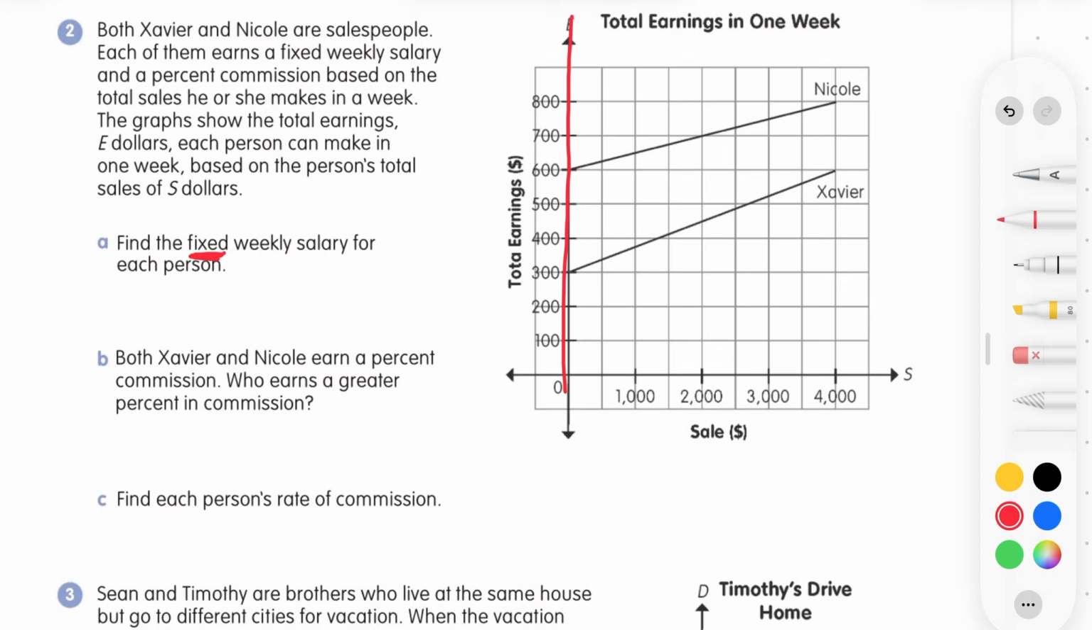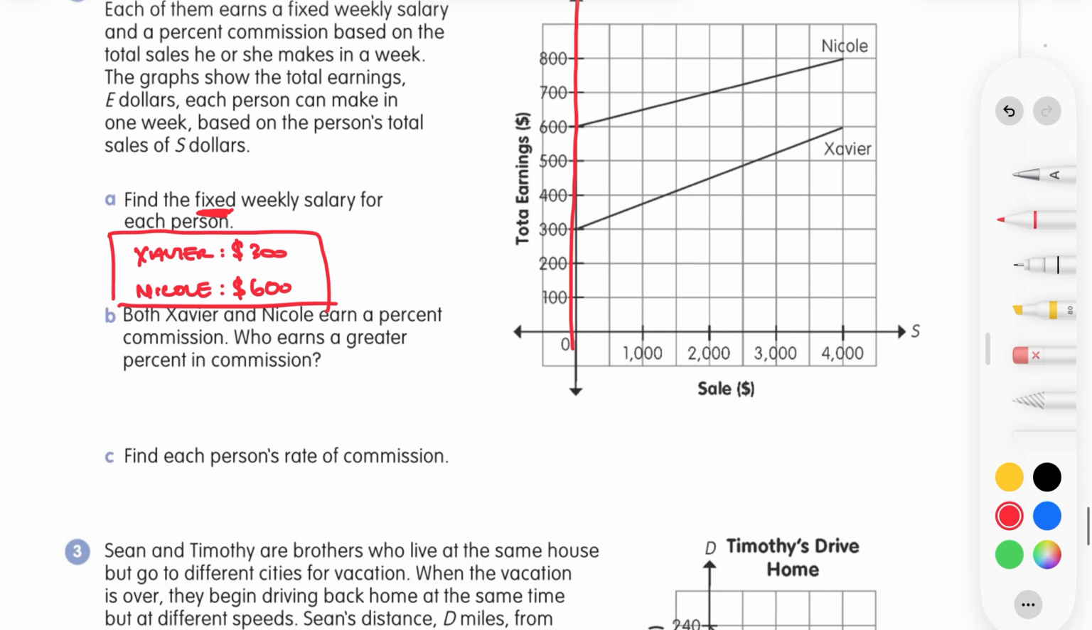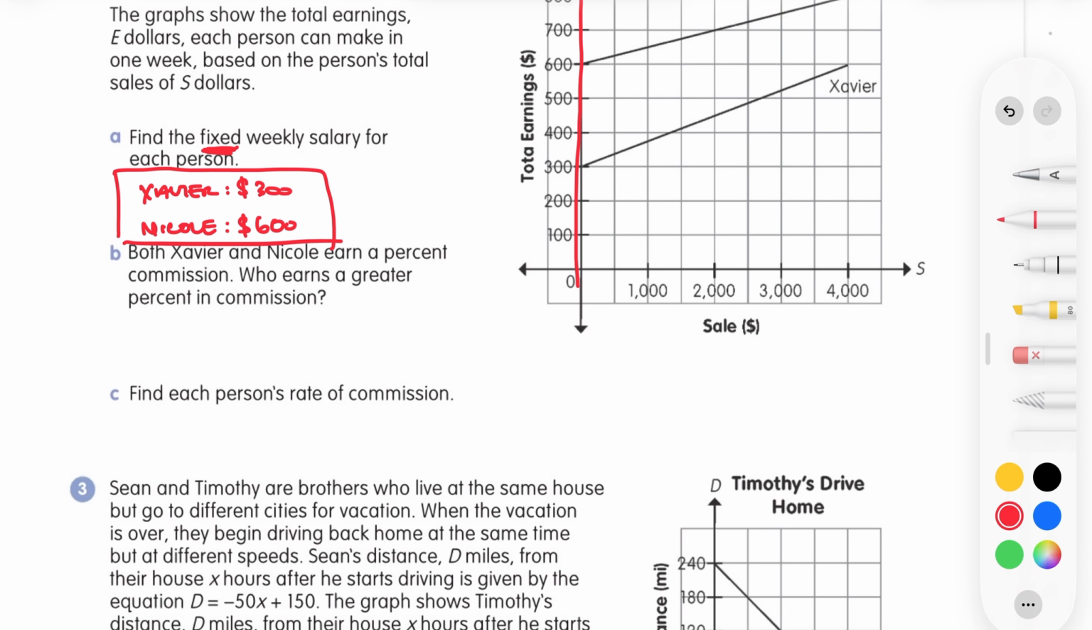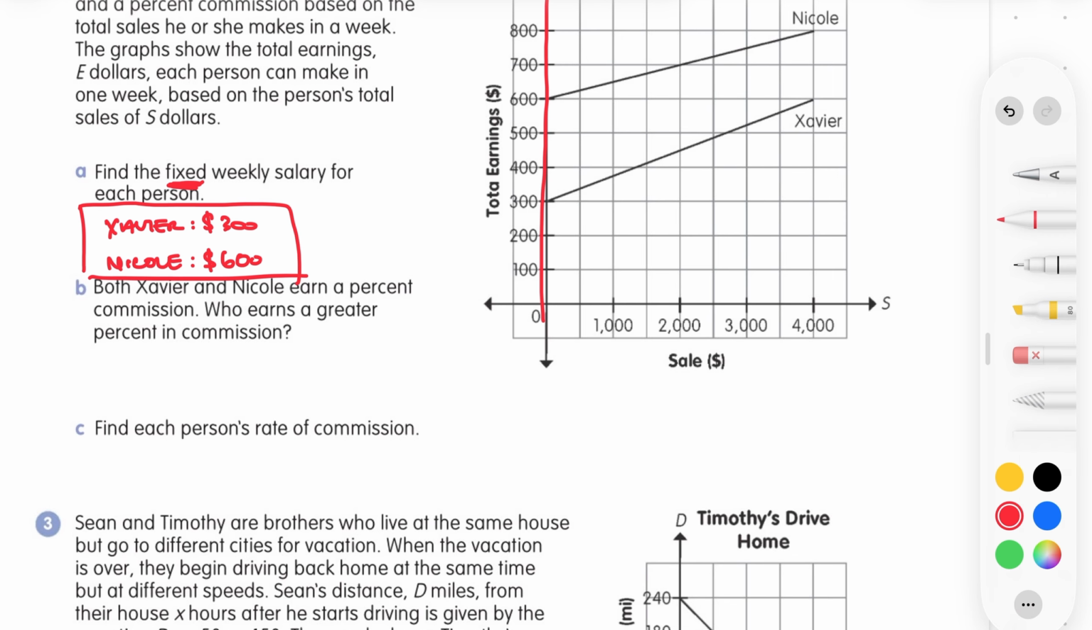So in this case, our fixed salary is, we have Xavier, who starts at 300, and we have Nicole, who starts at 600. Just looking at the y-intercept, just tracing that there. Now, both Xavier and Nicole earned a percent commission. So who gets the greater percent commission? Per sale, who actually increases a lot more?